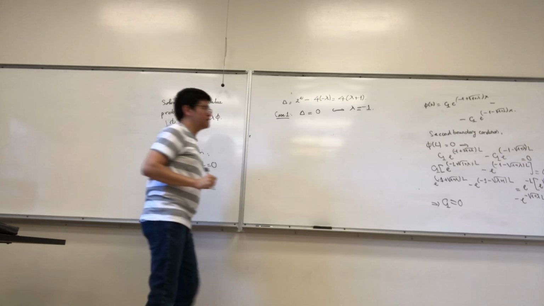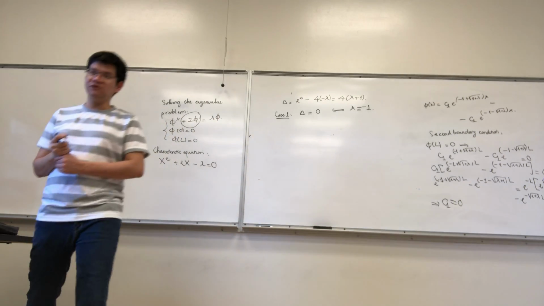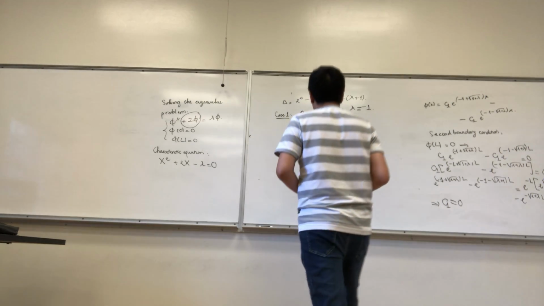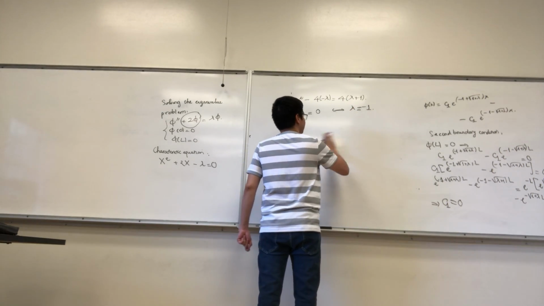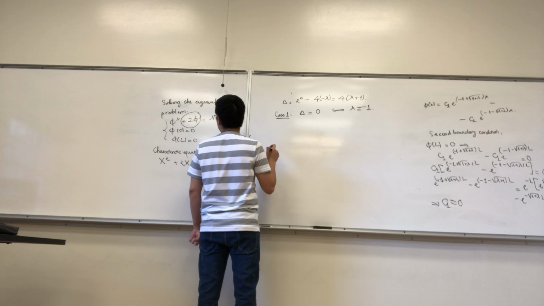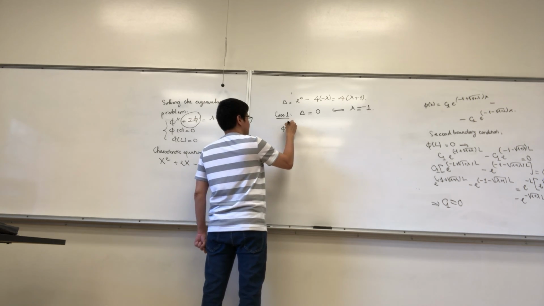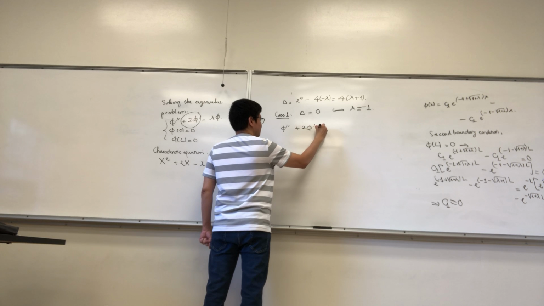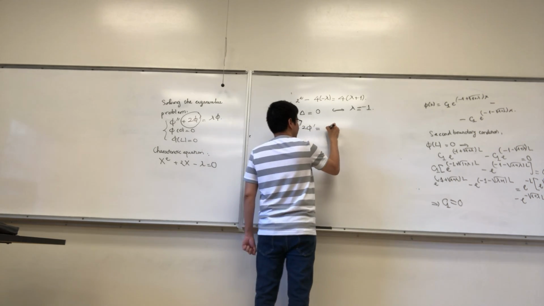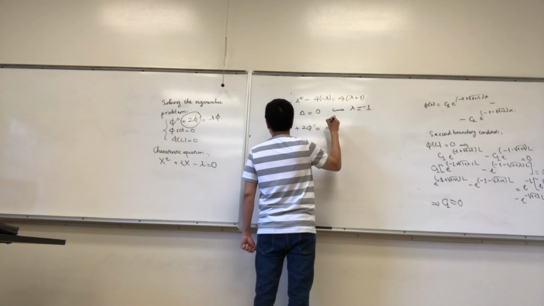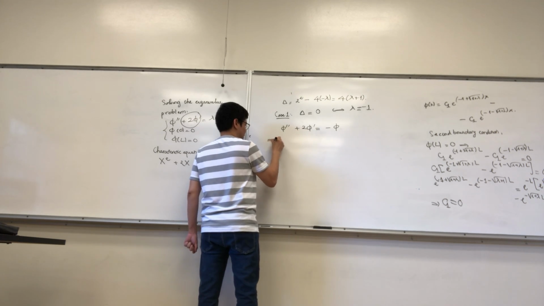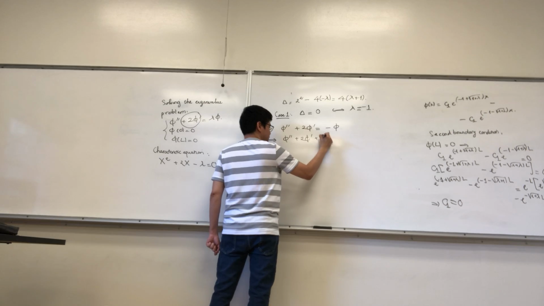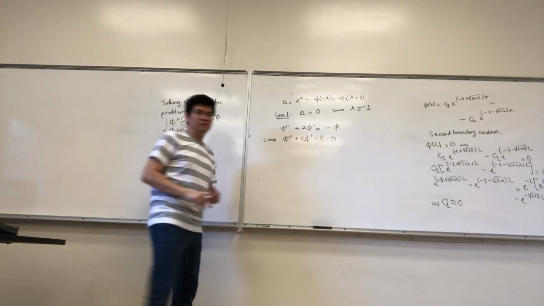Right, so when delta is zero, lambda is minus one. So when lambda is minus one, you have p second plus two p prime is going to be minus three. All right, which means that p second plus two p prime plus three is zero.